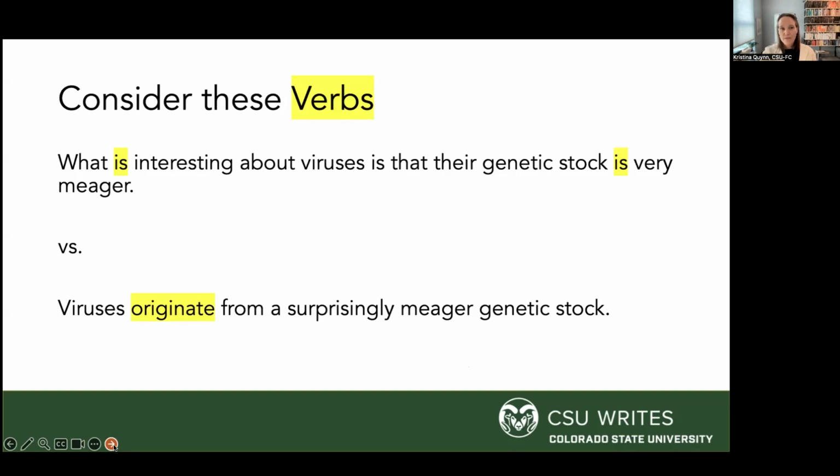And so here are some examples. What is interesting about viruses is that their genetic stock is meager. And you can just say viruses originate from a surprisingly meager genetic stock.